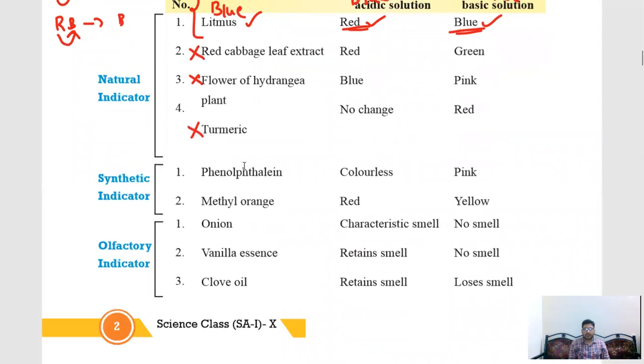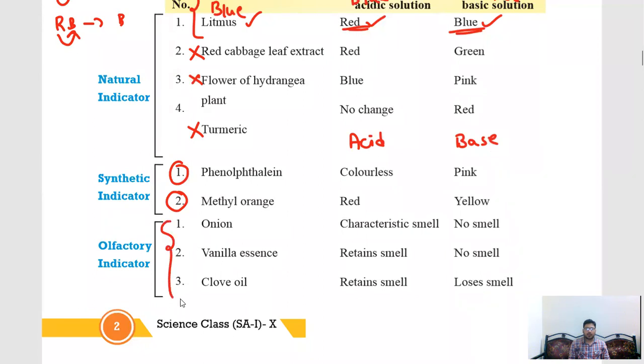Now coming to synthetic indicators, these are the two very important indicators. You can expect questions from these also. Phenolphthalein: in acid, phenolphthalein will be colorless, transparent, but in base, it will be pink in color. Next, methyl orange indicator. Methyl orange is basically orange in color. If you add it to acidic solution, it will turn red. If you add it to base, it will turn yellow.